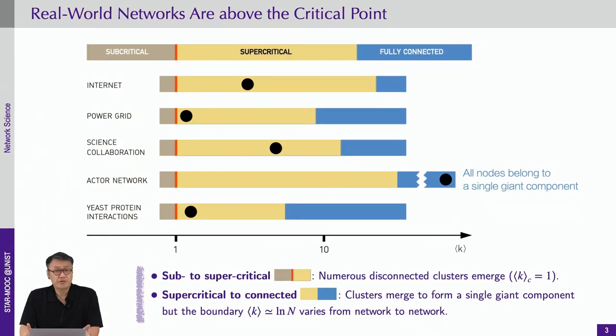Then, where are the real-world networks in terms of the mean degree? You see here all of the internet, power grid, science collaboration, and protein-protein interaction are within the supercritical regime, meaning that there is a single giant component with some disconnected small clusters. One noticeable exception is the movie actor network, which is way beyond the other boundary between supercritical and fully connected states. Why is the movie actor network so dense?